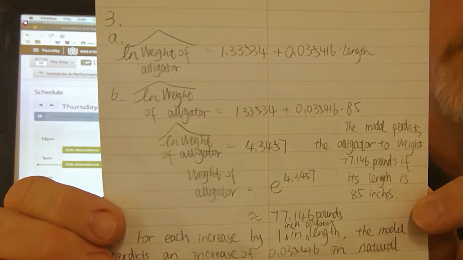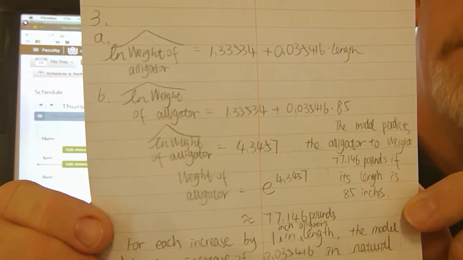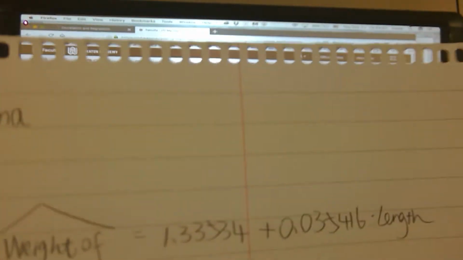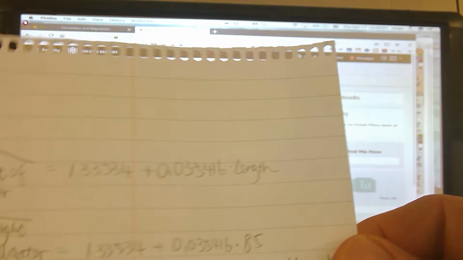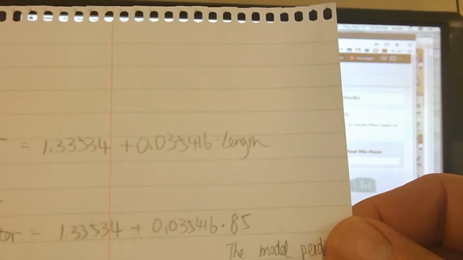This is Winna's solution. I just want to let you know what I was looking for for full credit was natural log weight of the alligator. You got to have the hat there. And hopefully this is in focus. But yeah, all you had to do was have the slope, the intercept, and length.